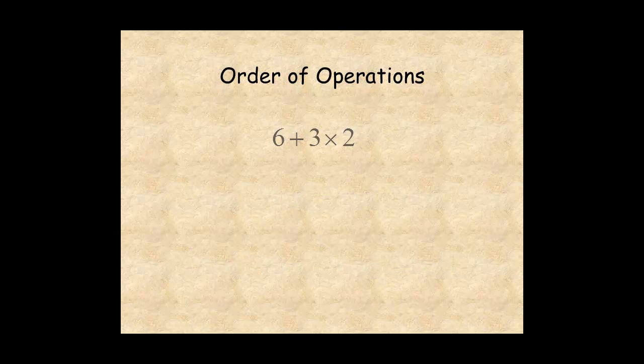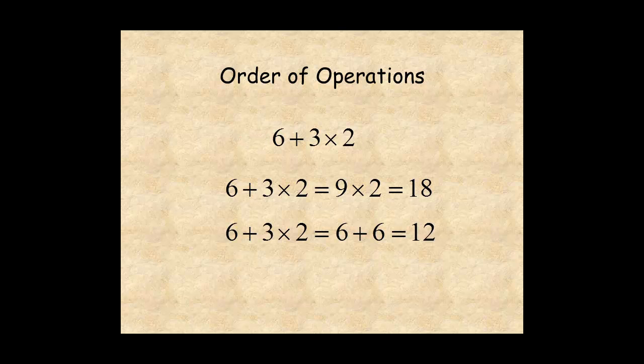For this expression, there are two different ways it could be evaluated. You could add 6 plus 3 is 9, and then multiply 9 times 2 is 18. Or you could multiply 3 times 2 is 6, and then add 6 plus 6 is 12.